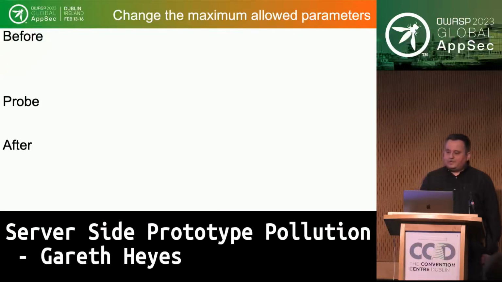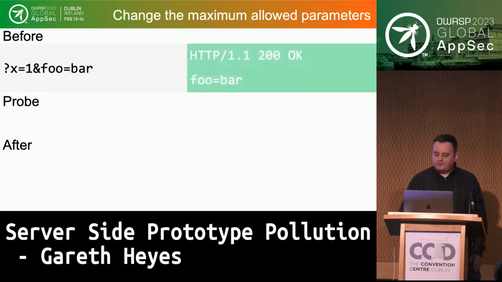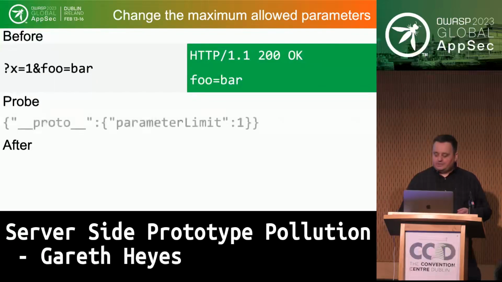So this technique changes the maximum allowed parameters in Express. Before we send a probe, we have a parameter called X and a parameter called foo, and then we have a response that reflects that foo parameter back. Our probe then changes the parameter limit to 1. This is just an example; you would probably use an upper limit so that you don't break the server functionality.